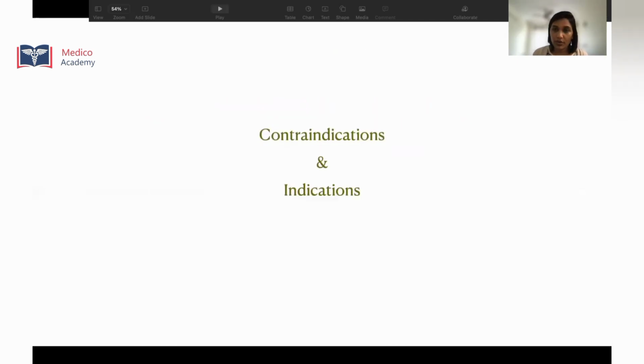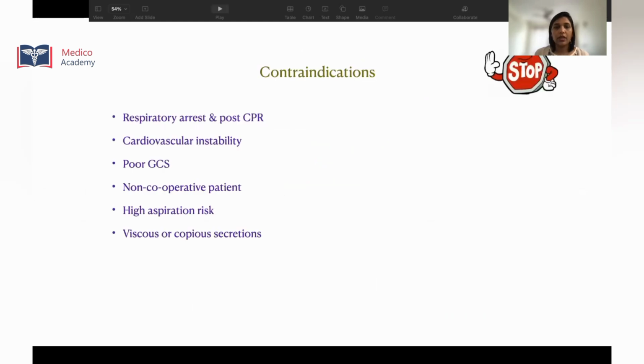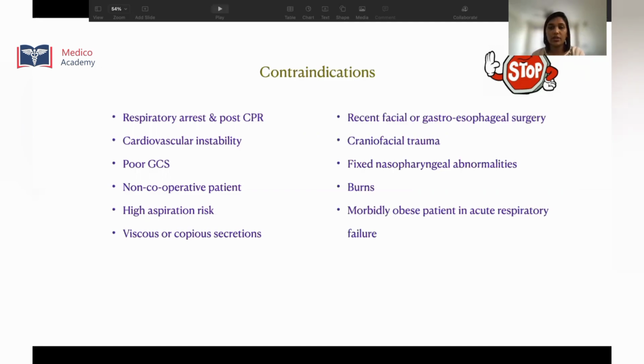So now let's go into the contraindications and indications. I'm speaking about the contraindications first because the knowledge of the contraindications is very important. You cannot just start NIV for any random patient with respiratory failure. So the main contraindications include respiratory arrest and post-cardiopulmonary resuscitation, where invasive mechanical ventilation is what is indicated. Patients with cardiovascular instability, a poor GCS, patients who are very non-cooperative, those at high aspiration risk, and those with viscous or copious secretions who are unable to cough out the secretions, then NIV is contraindicated.